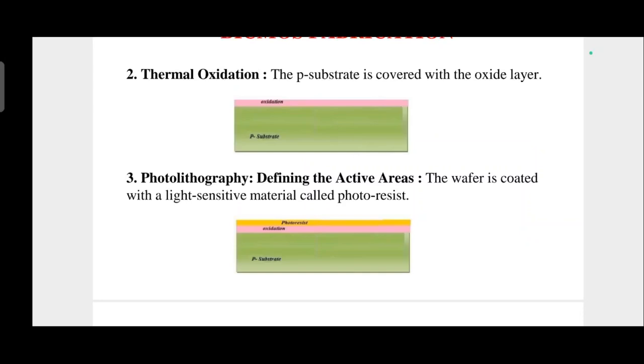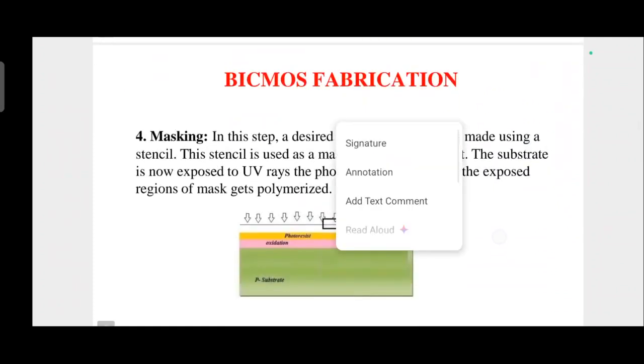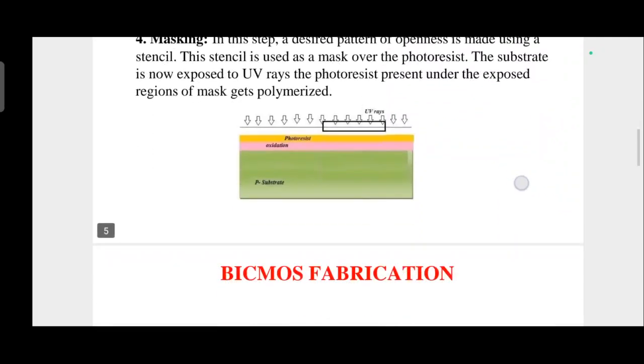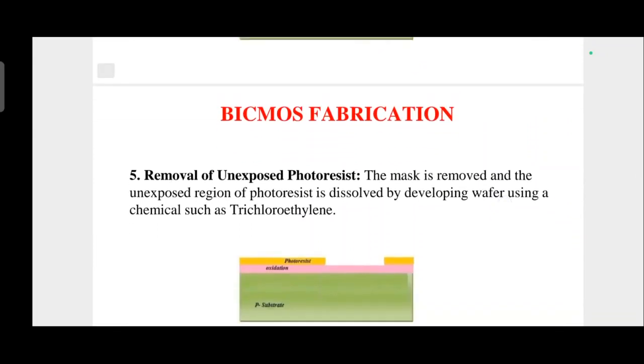For that purpose we need to carry out the photolithography process, where the wafer is coated with a light sensitive material known as photoresist. After that we will carry out the masking procedure, where the photoresist is exposed to ultraviolet rays with the help of a mask. Wherever we require openings, that part is unexposed to the UV rays, and with the help of some chemicals such as trichloroethylene, we will remove the unexposed photoresist.